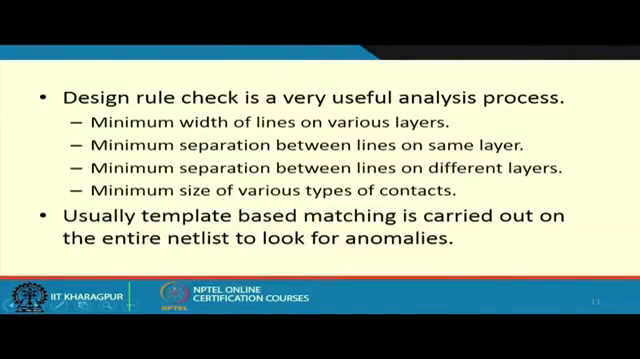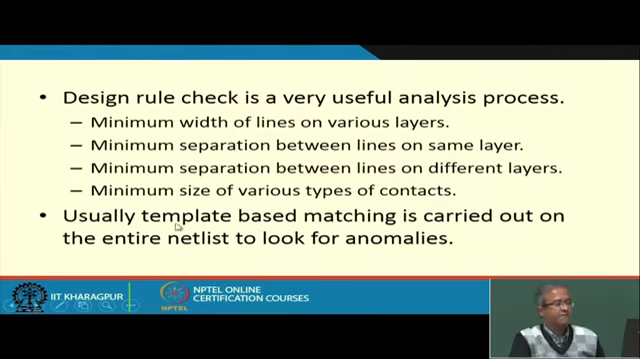For 0.022 micron, that is 22 nanometer technology, your lambda will be 0.022 micron or 22 nanometer. So, in terms of that parameter lambda, you define the design rules and you try to verify the designs like that. Okay. And what we do is usually some kind of template based matching. You define a lot of templates, because just design rule checking may be difficult. You try to match those templates against the entire netlist by sliding a window kind of a thing.